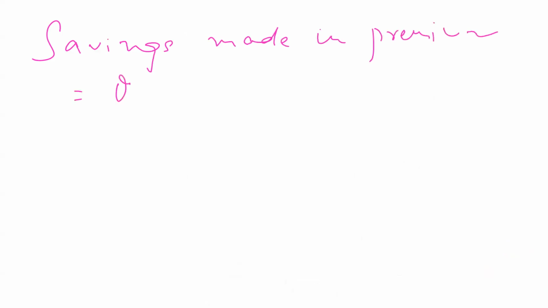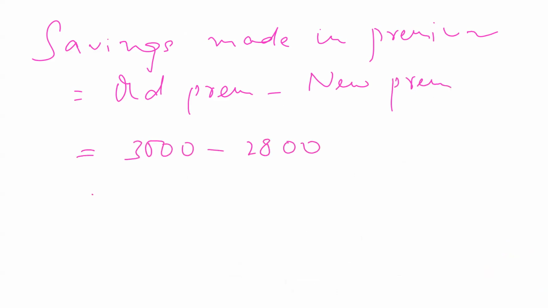Okay. Old premium minus new premium. 3,500 minus 2,800, which is equal to rupees 700. So due to the discount, the customer is getting a benefit of rupees 700. That is, 700 less is charged in the new premium. So ultimately he's going to pay the new premium only. But then what is his saving? The saving is rupees 700.